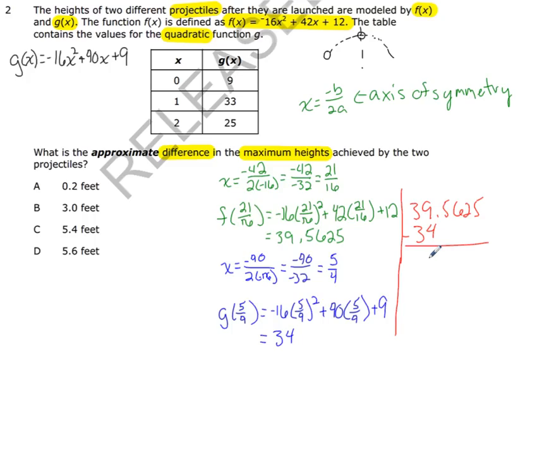All right. When I do that, I get 5.5625. All right, so the approximate difference in this, I'm going to round this to the nearest tenth because the answer is rounded to the nearest tenth. All right, and that 6 makes it go up, so it's going to be approximately 5.6. So the answer to this one is D, 5.6 feet.